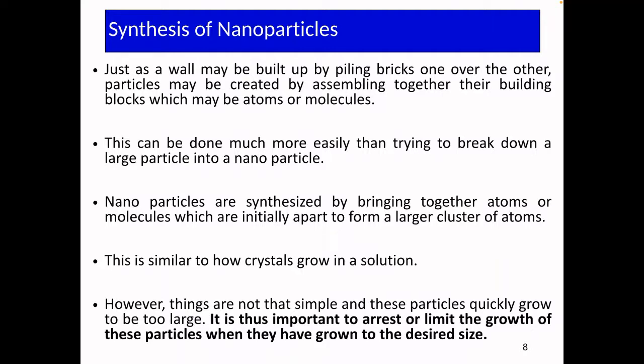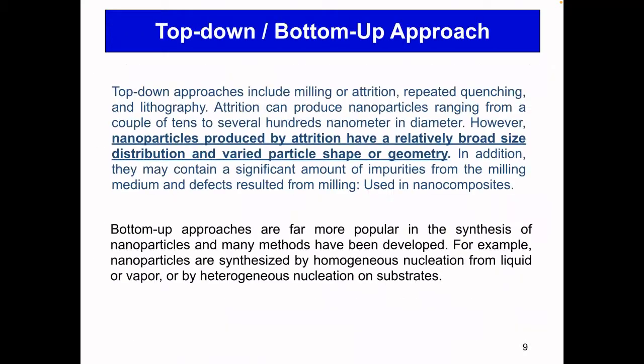So how do we make things small? We have to find a way to limit their growth or some other means to keep their sizes in the nano regime, okay? So top-down approaches include milling, attrition, repeated quenching, lithography, and so on. However, nanoparticles produced by attrition have a relatively broad size distribution and varied particle shape and geometry, okay? So this cannot be a very important parameter for you.